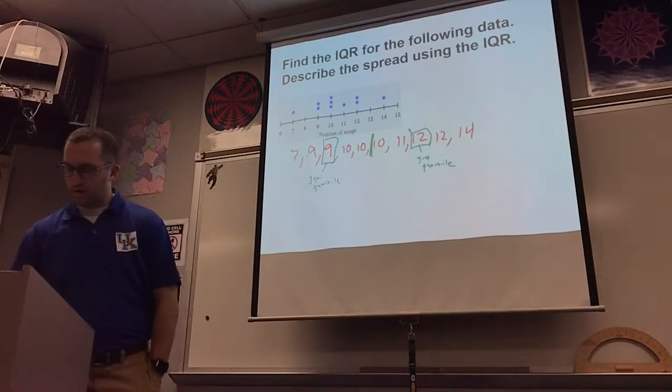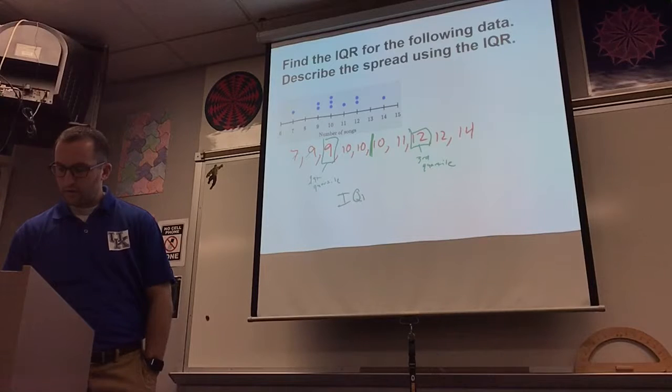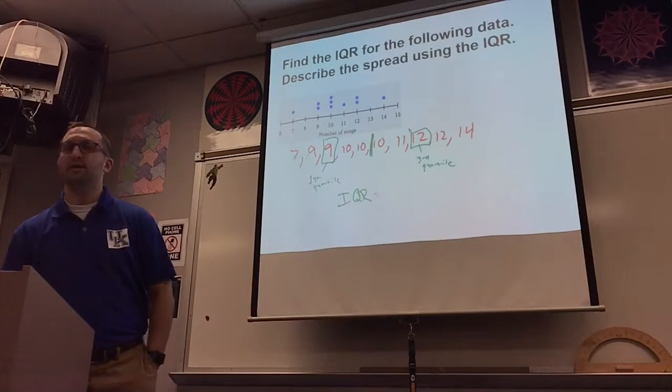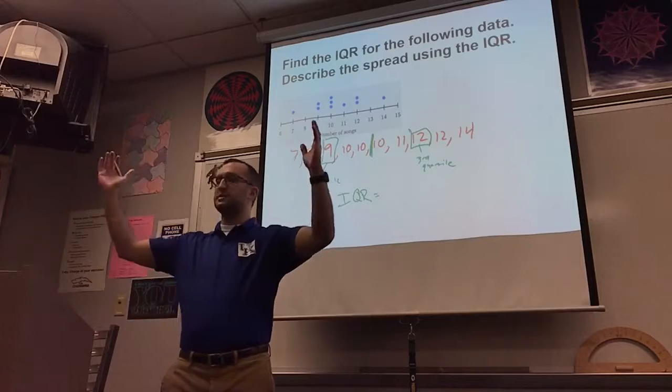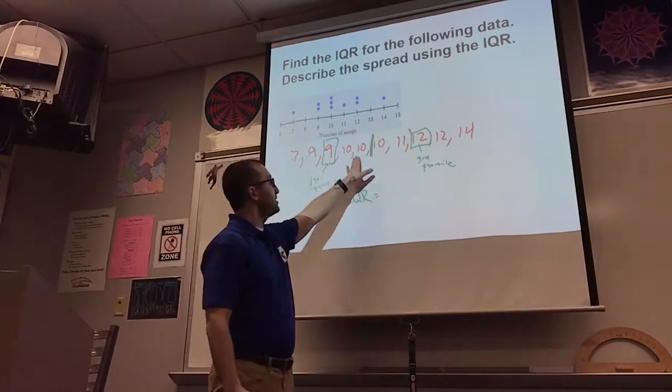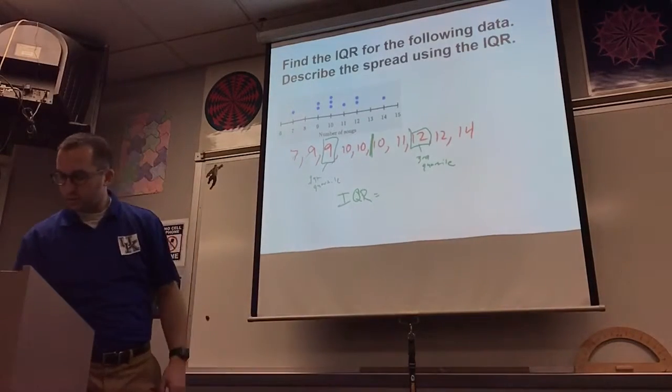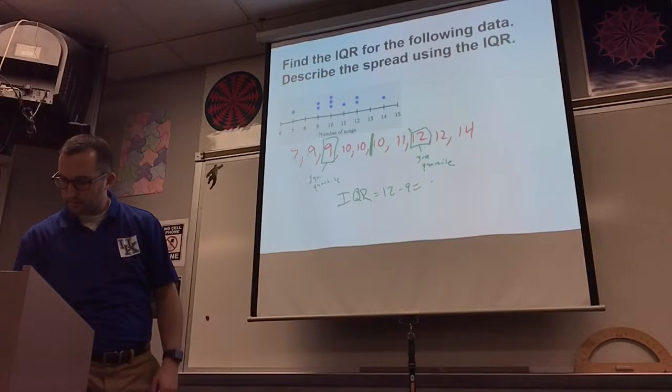So what is my IQR? The IQR is a measurement of spread. It's the distance between those quartiles. It's the middle 50%. So what is that distance? 3. It's 12 minus 9, which equals 3.